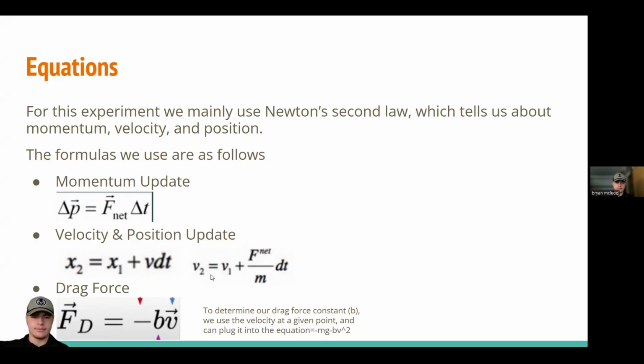There is velocity, and then of course our drag force equation. So that is F drag is equal to the opposite of bv. So to determine our drag force constant, b, we used velocity at a given point and then plugged it into the equation mg minus bv squared.